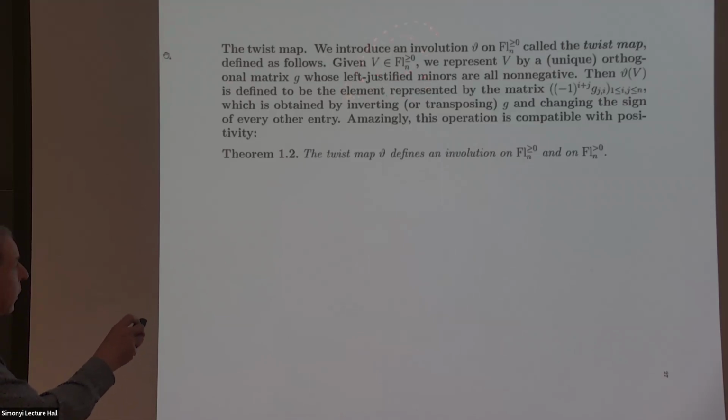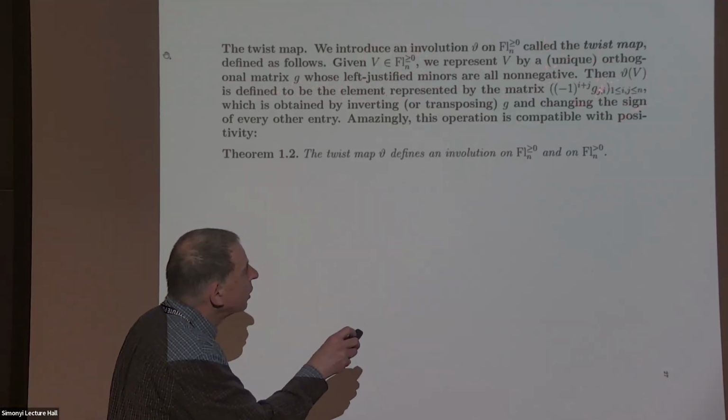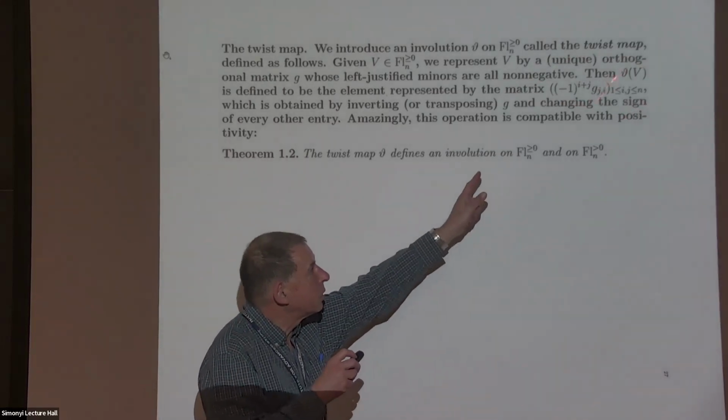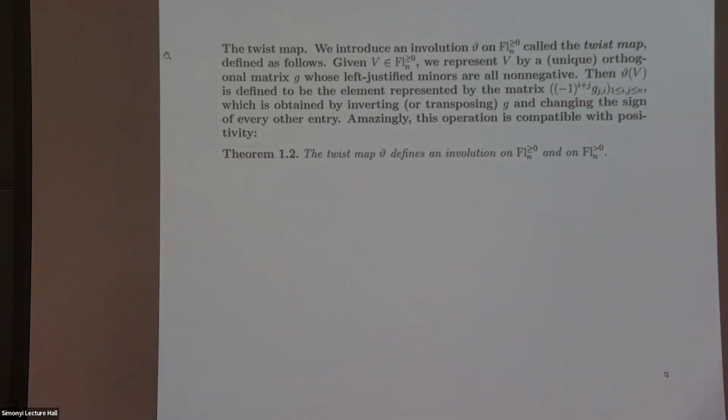So I'm given a V, a subspace in the flag, which I can represent by a unique orthogonal matrix whose left justified minors are all non-negative. Then the twist map is simply this object here. I just take G, I take its transpose, G_ji, and I multiply it by (-1)^(i+j). That's the twist map. So it's a very simple action on matrices. Basically, you're just inverting or transposing G and changing the sign of every other entry. So simple linear algebra. It's a rather beautiful object.